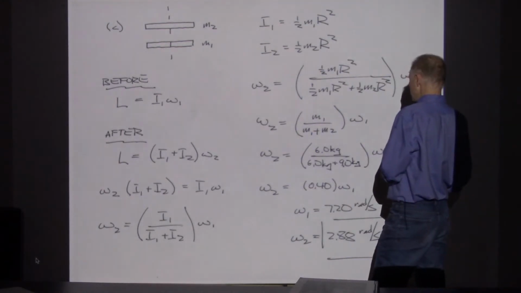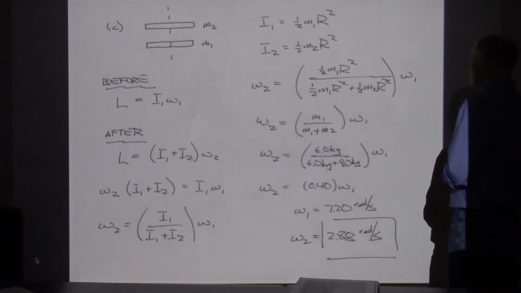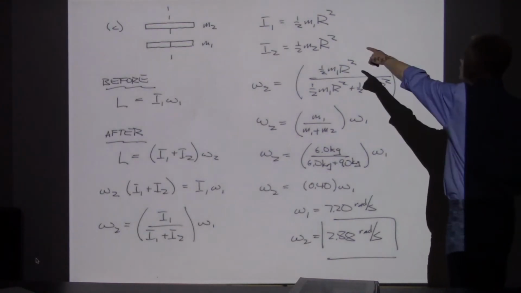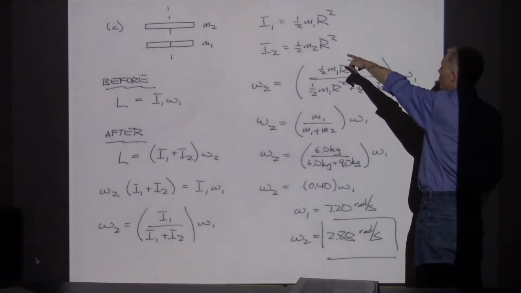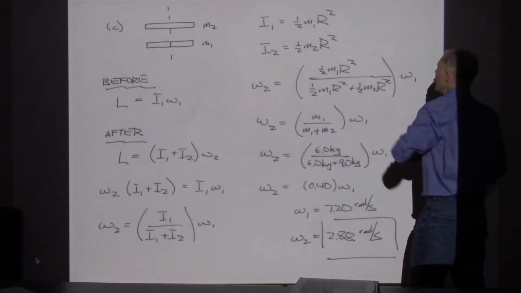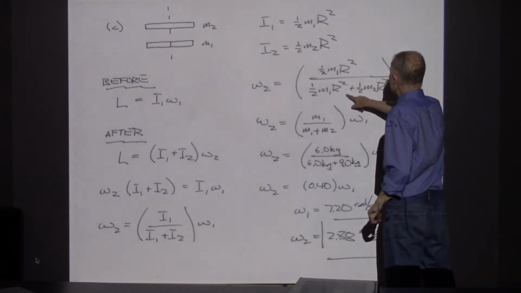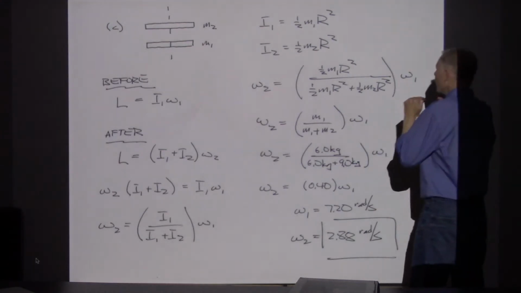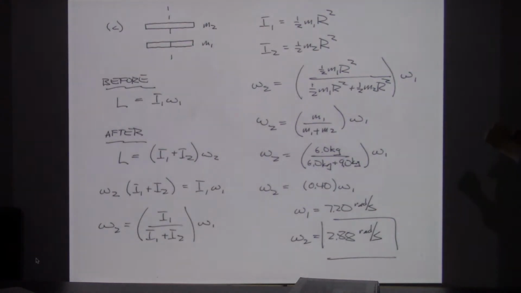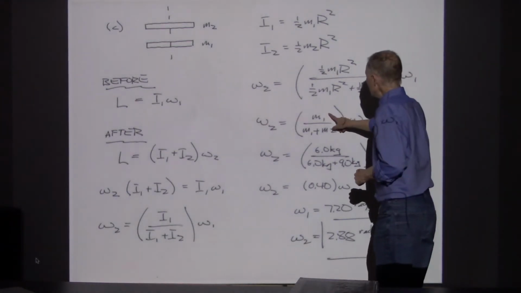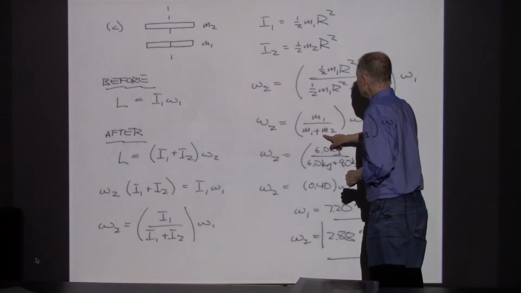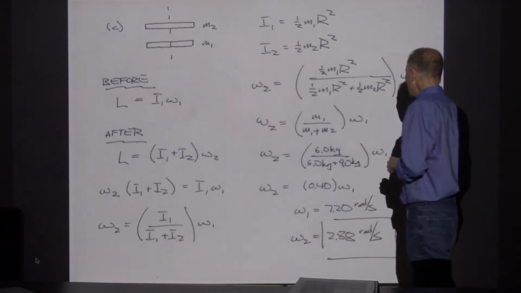Now these are a couple of cylinders, and so the rotational inertias are given by 1/2 mr squared. I've got a 1/2 mr squared here and a couple of them in the denominator. All the 1/2s and r squareds cancel out because they were all the same. So that's gone, and I'm left with m1 over m1 plus m2. Again, it looks like an inelastic collision.